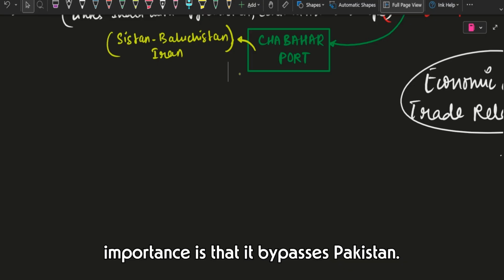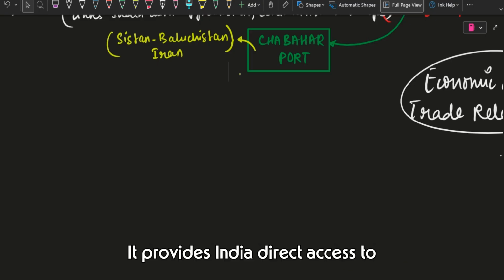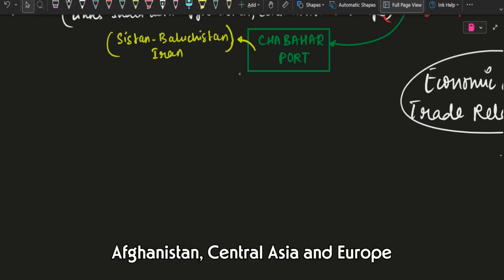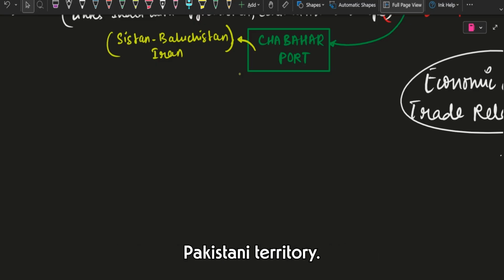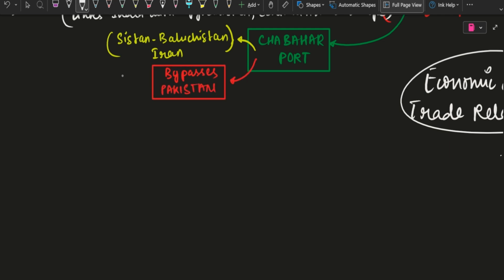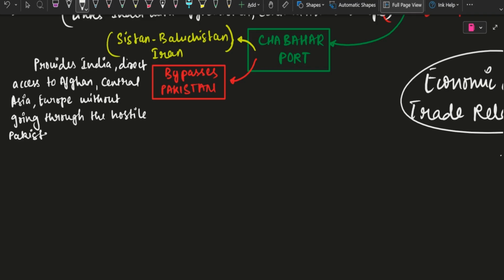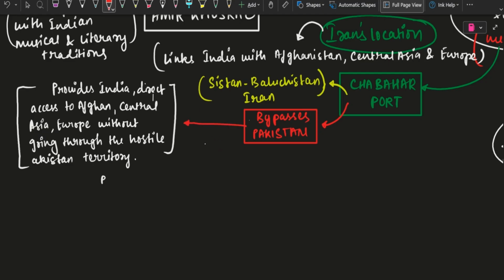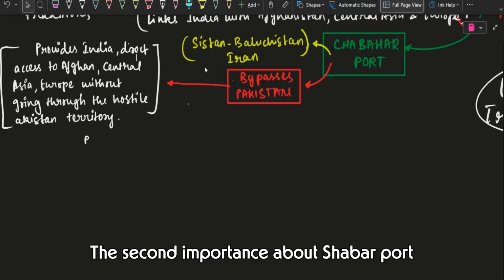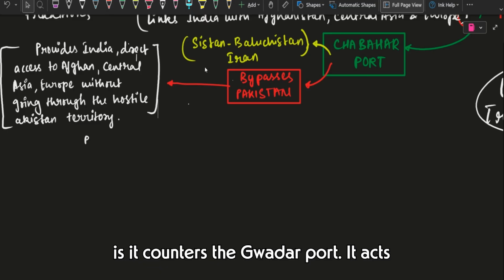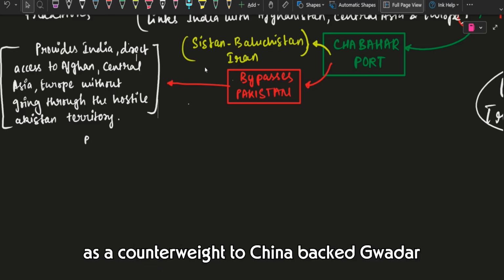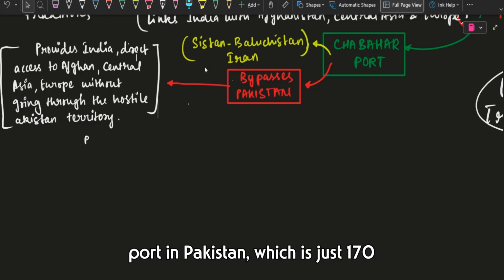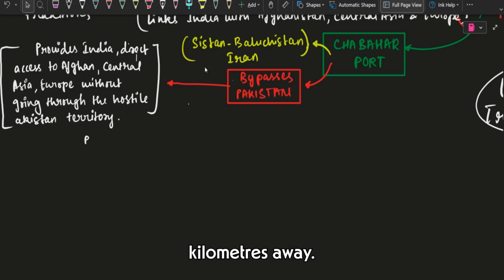First importance is that it bypasses Pakistan. It provides India direct access to Afghanistan, Central Asia, and Europe without going through the hostile Pakistani territory. The second importance about Chabahar Port is it counters the Gwadar Port. It acts as a counterweight to China-backed Gwadar Port in Pakistan, which is just 170 kilometers away.